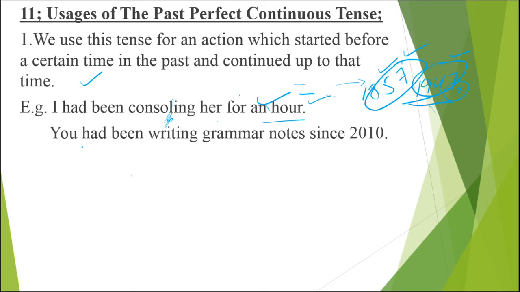Second example: you had been writing grammar notes since 2010. Now see, it started before a certain time in the past and continued up to 2010. Maybe you started a year before 2010, or a month before 2010, whatever. But you are saying it continued up to that time, which is 2010. Hope you got this usage in detail here.